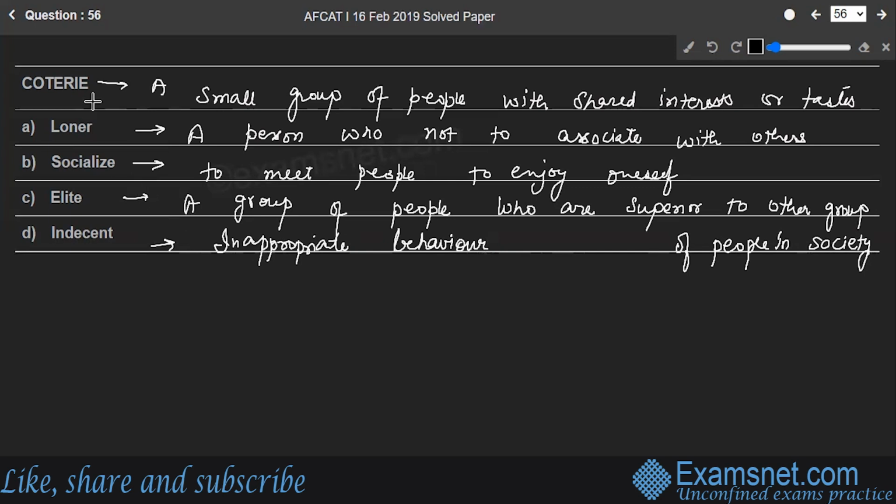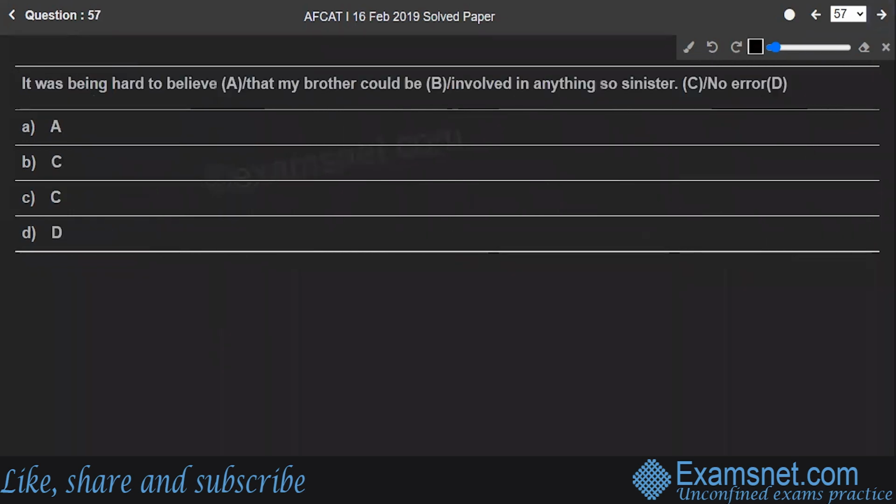So you have to find out the antonym of the word coterie, which means a small group of people with shared interest. Opposite meaning word is loner. Option A. Hope you're clear. Next is question number 57. Okay. So now for question number 57 to 60, here are the instructions.